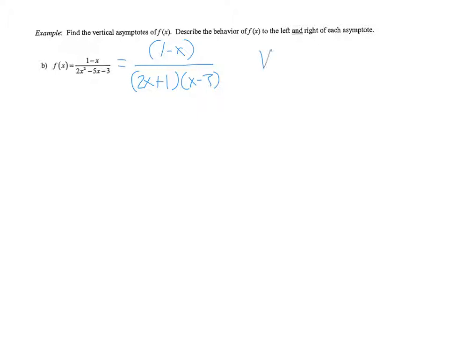So that means that we would have vertical asymptotes at -1/2 and +3.